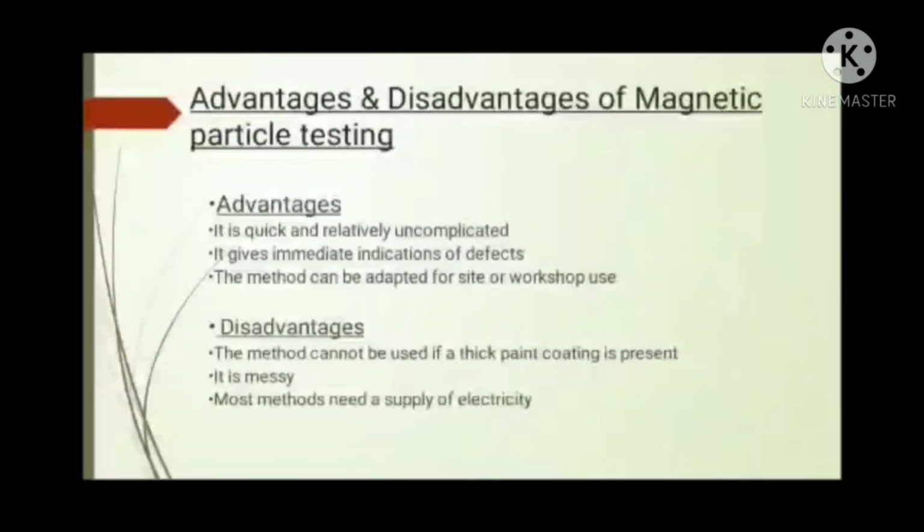Advantages and disadvantages of magnetic particle testing. Advantages: it is quick and relatively uncomplicated. It gives immediate indications of defects. The method can be adapted for site or workshop use. Disadvantages: the method cannot be used if a thick paint coating is present. It is messy. Most methods need a supply of electricity.